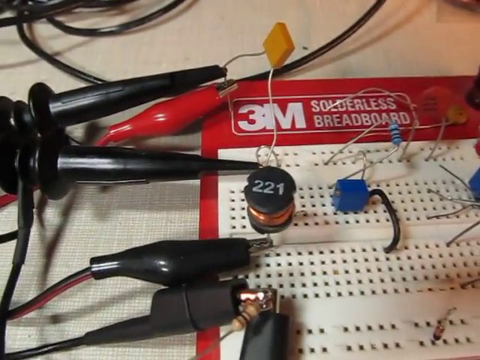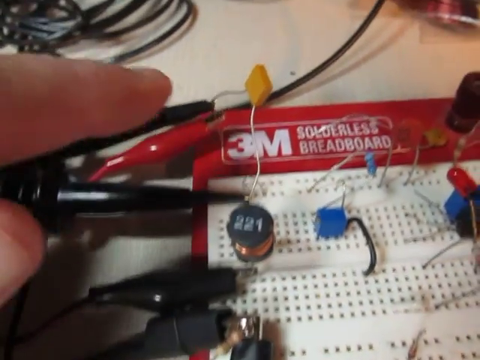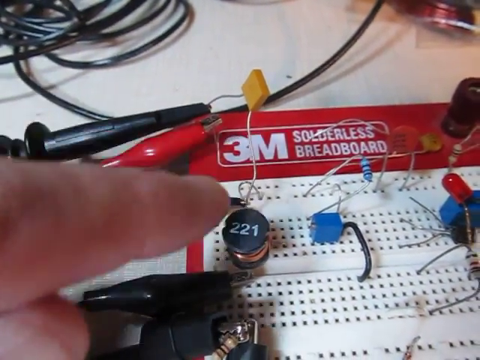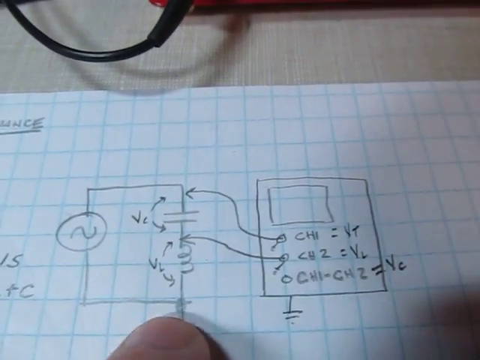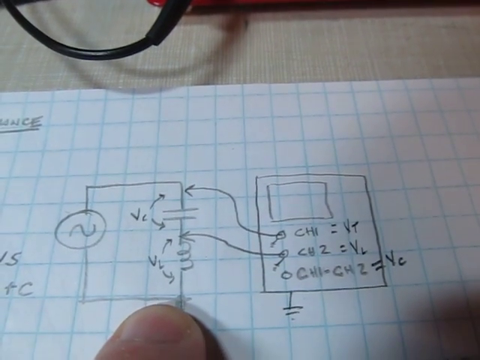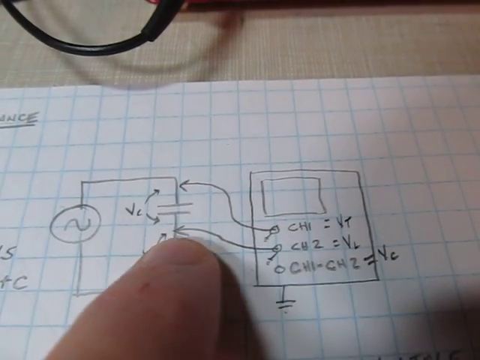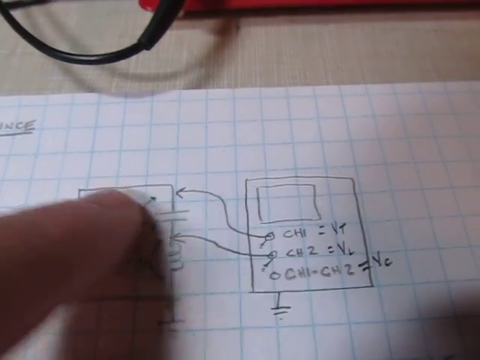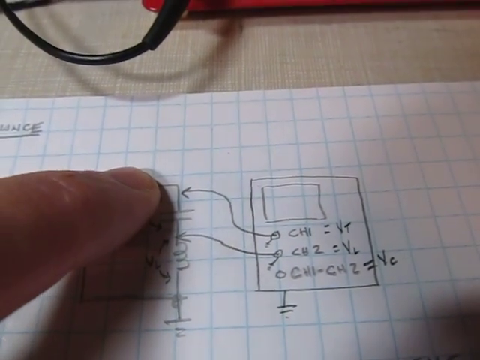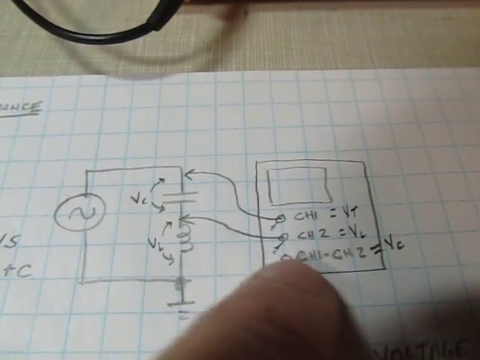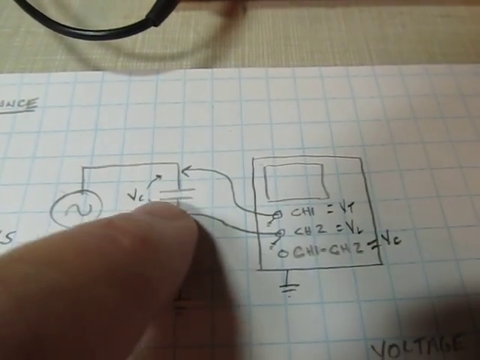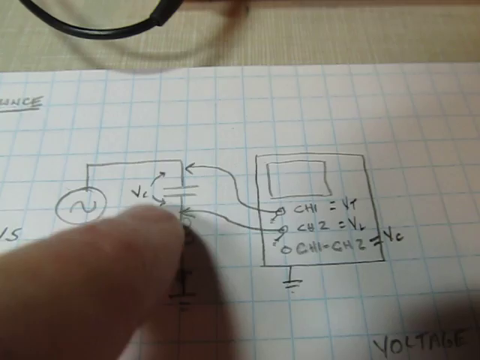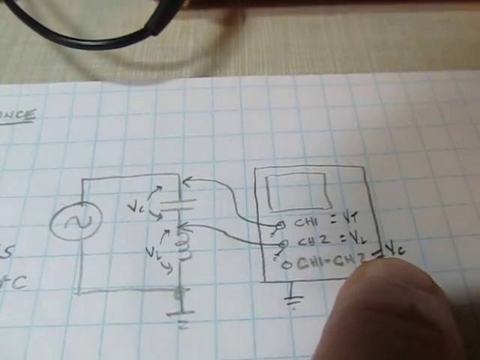I've got that set up here on the breadboard. I've got my inductor right here and my capacitor right there. They're in series. Both the probes have to be referenced to ground. So one probe, channel 2, is going across the inductor. Channel 1 is going across the total sum of the two. Then in the scope I can do a little bit of math, subtracting channel 2 from channel 1, and that gives me the voltage across the capacitor.